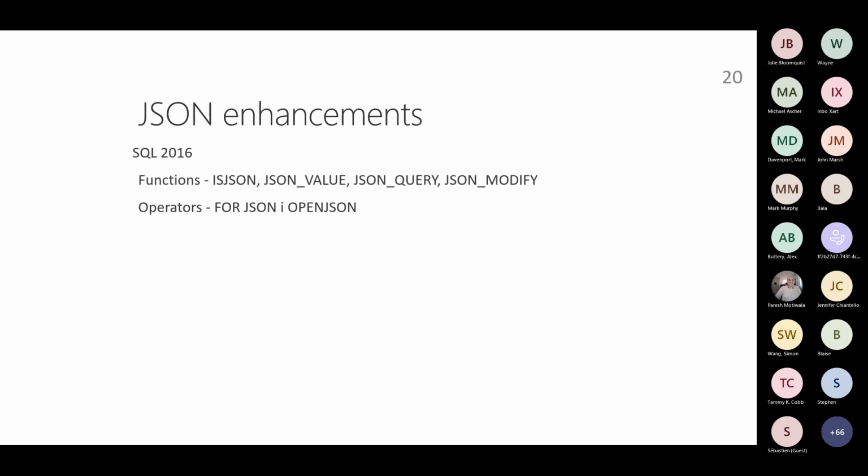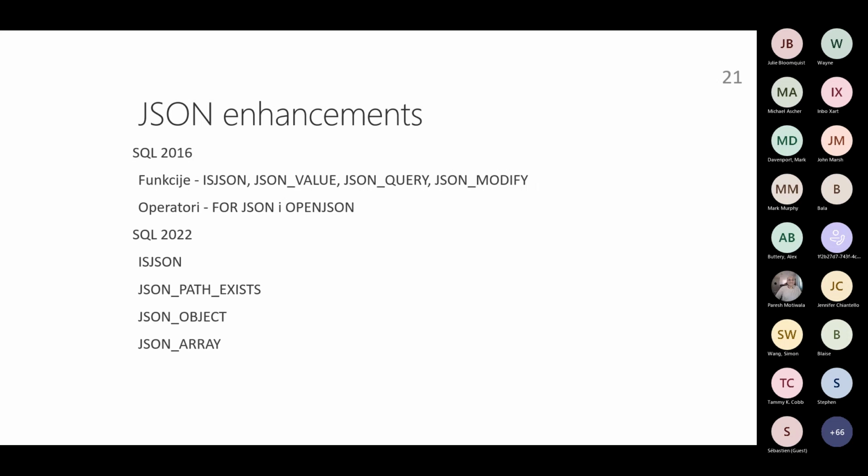JSON was actually introduced in SQL Server from 2016. You had 4 functions: is JSON, JSON value, JSON query, and JSON modify, and 2 operators: for JSON and OpenJSON. The functions were to validate, query, and modify JSON documents. For JSON was to transform SQL data into a JSON string, and OpenJSON was to transform a JSON string into a relational dataset. And now in SQL Server 2022, we have some enhancements and new functions.